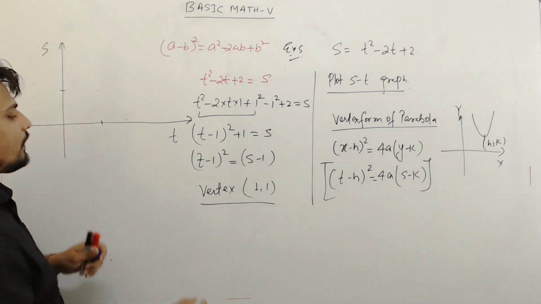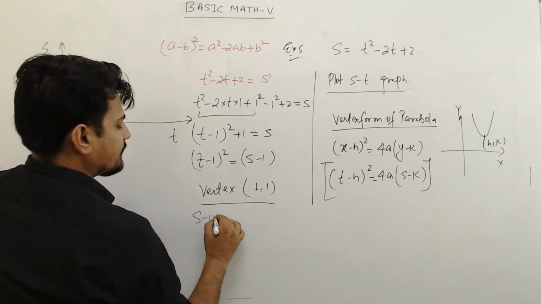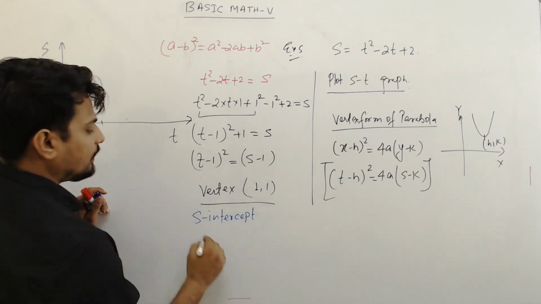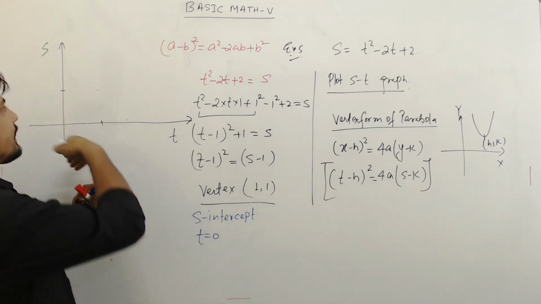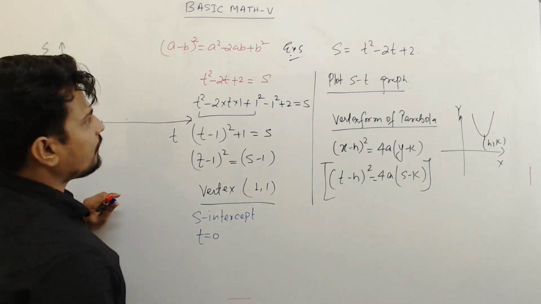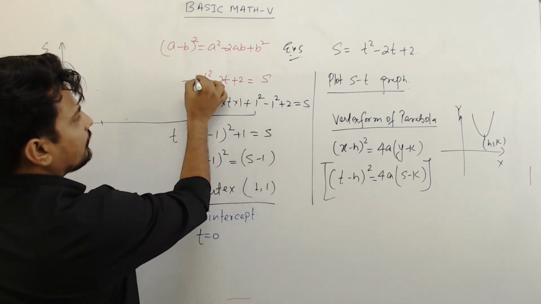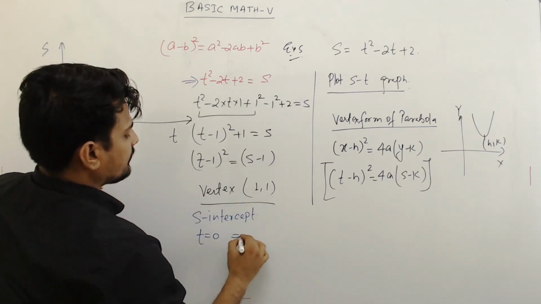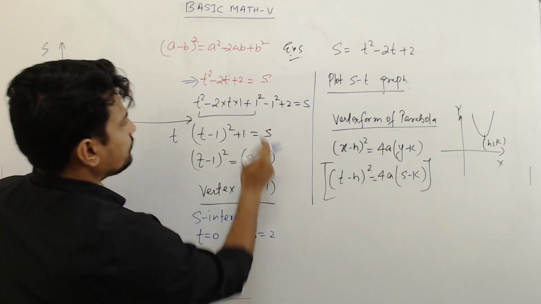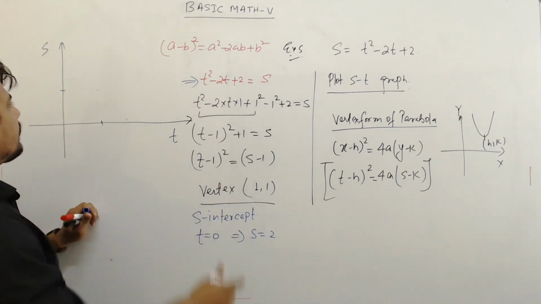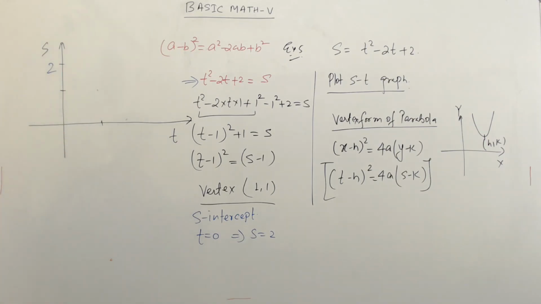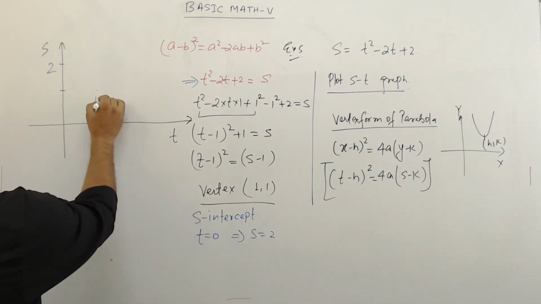So to find the s intercept, t has to be 0 because on this axis the t should be 0. If I look at this expression and t has to be 0, what does that imply? This implies s is going to be 2 for t equals 0. It means somewhere here at 2 the parabola is intersecting, and this is the point (1, 1), the vertex.